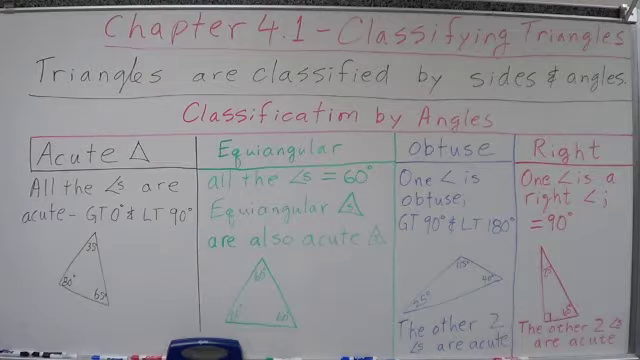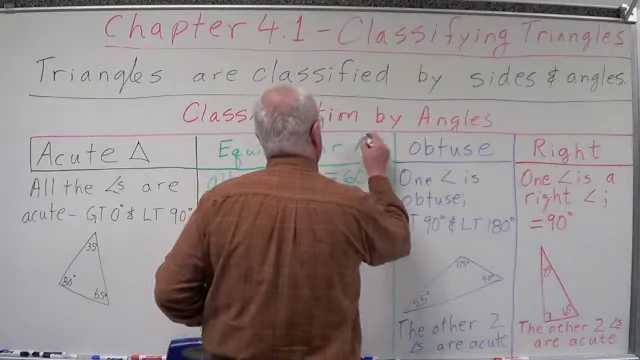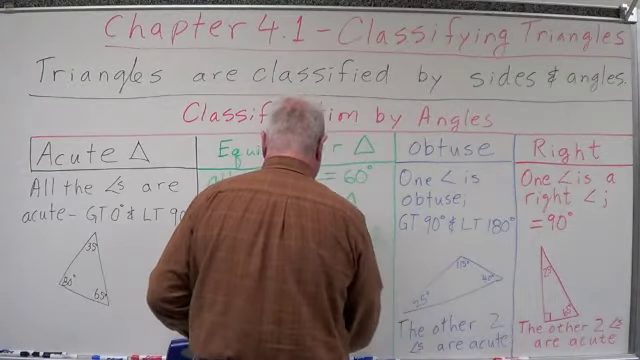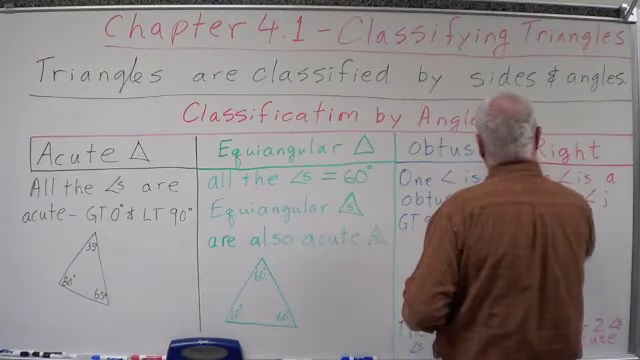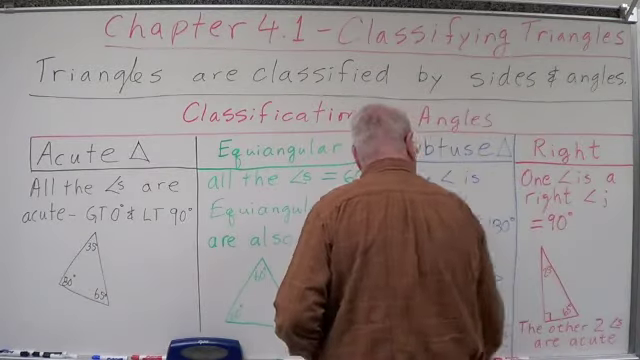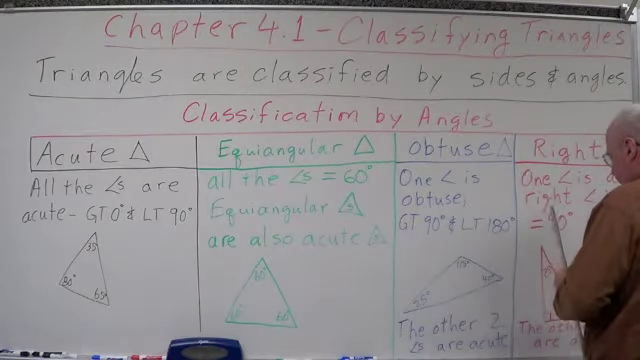Okay, now let's look at our classifications by angles. We have 4 classifications by angles. We have an acute triangle. Let's get this set up correctly. We have an equiangular triangle. We have an obtuse triangle. And then we have what's called a right triangle.